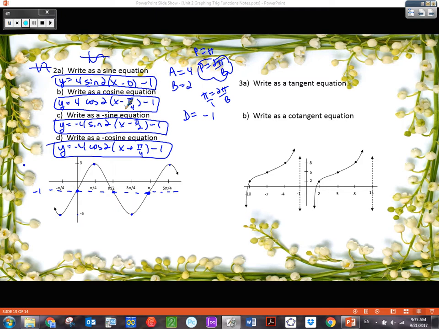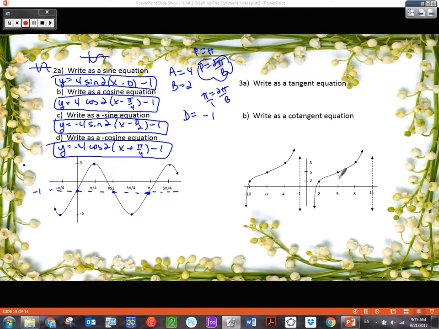Now let's do a tangent one, just because tangent is just a little weird, right? It's not shifted normally. I think of it as its little belly being at the y-axis, so the middle of it is being shifted, instead of the ends being shifted like everything else. So here it says write as a tangent equation and a cotangent equation, but on your daily work it asks you for a positive, negative each. So we're going to do a positive, negative of each.